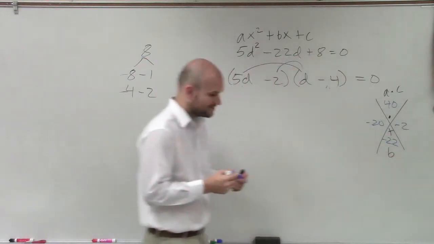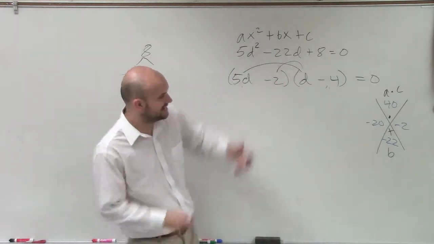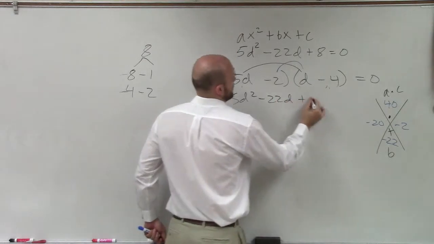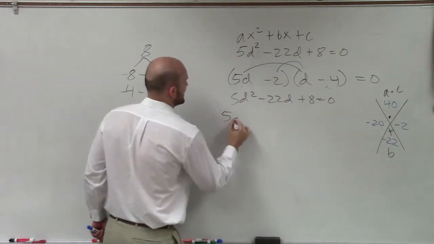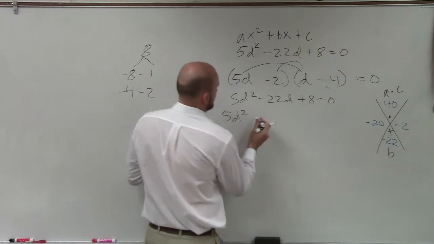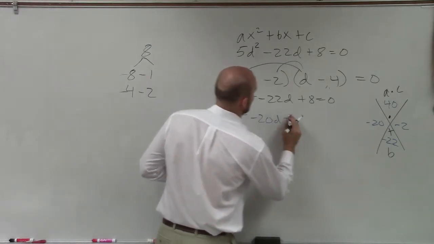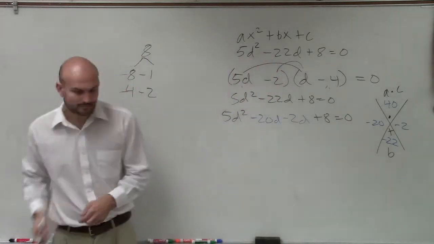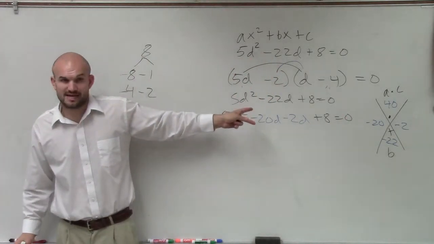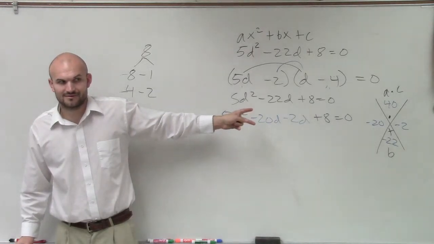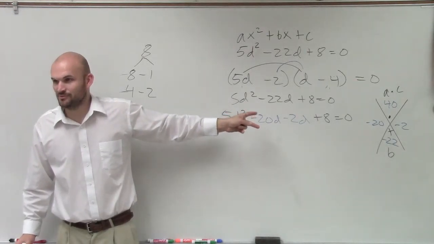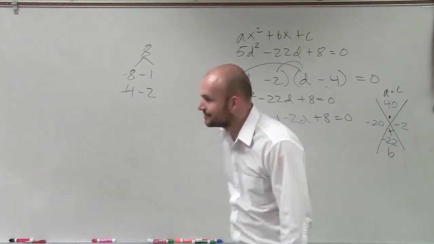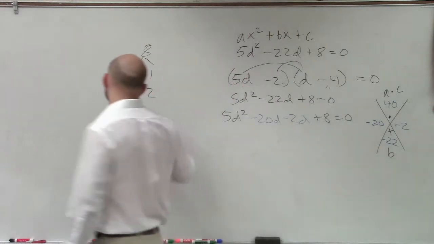So then, what I'm going to do is now I'm going to replace my equation with those terms. So what I do is I say 5d squared minus 20d minus 2d plus 8 equals 0. Are these two equations exactly the same? They're the same? Does everybody believe me? Who doesn't? Somebody has to not believe me. No? Alright, let me show you just real quick before Ryan gets to the point.